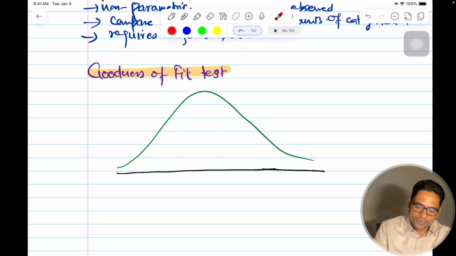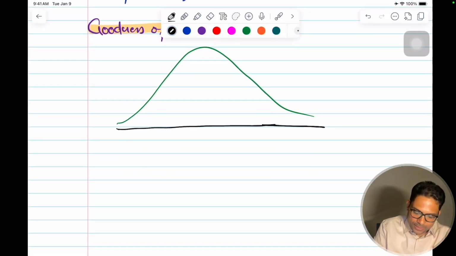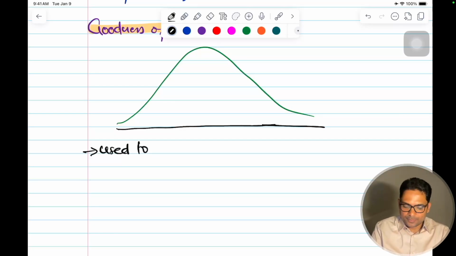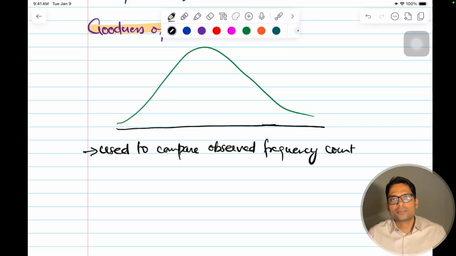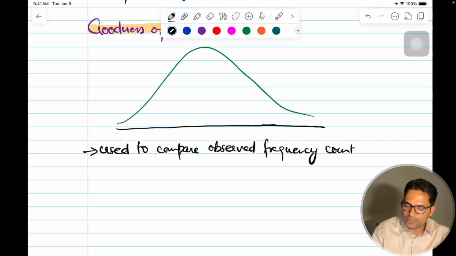Used to compare observed frequency count. Let me write it formally. It is used to compare observed categorical frequency count, the observed frequency count of a category. Say, for example, if I have gender: male, female, others, right? So I will count for each category. What is the count? The observed frequency of each category of a categorical variable.